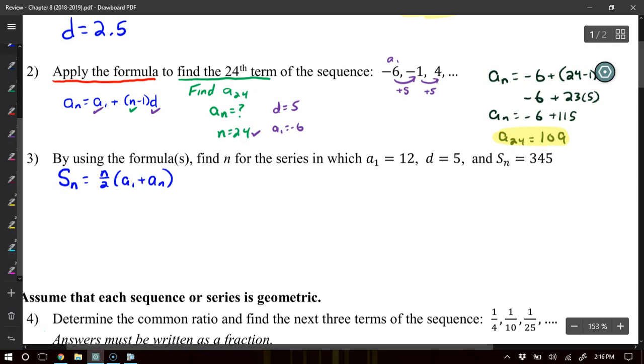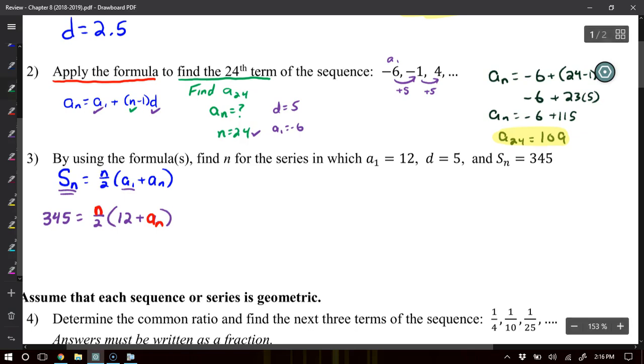If I look at it, I know only one piece of information here. On the right side, I know a1. On the left side, I know my sum. So if I plug in, I know 345 equals n over 2 times a1, which is 12. I don't know a sub n. So I have two unknowns here. I don't know n, and I don't know a sub n. So I wonder if there's a way I can figure this out.